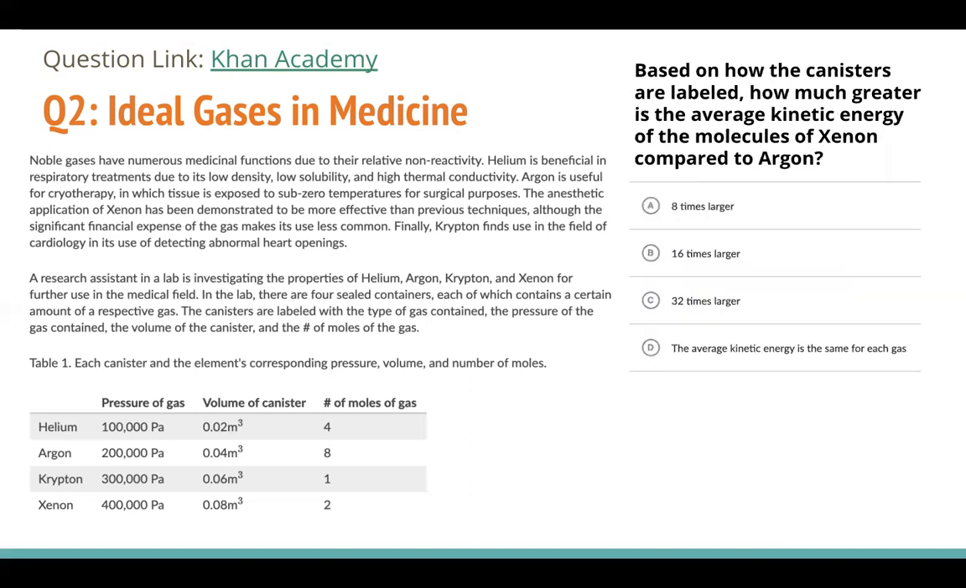Okay, now the third question based on this passage is, how much greater is the average kinetic energy of the molecules of xenon compared to argon? So just remember, temperature is a measure of kinetic energy. And so you can actually use the ideal gas law for this problem. It's the same sort of technique with the same simplifications that we can use to solve this. So I'll just give you 30 seconds to work on that, and then we'll move on.